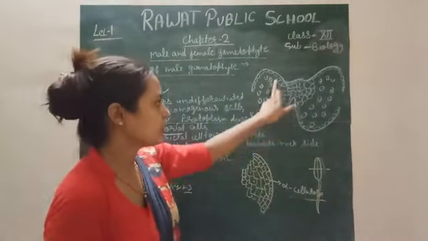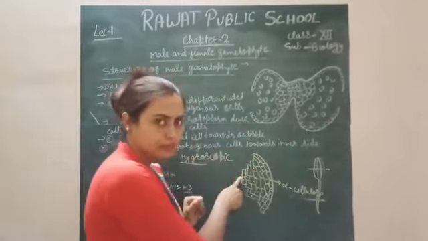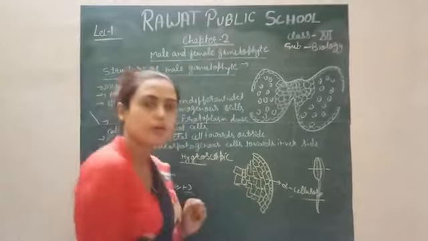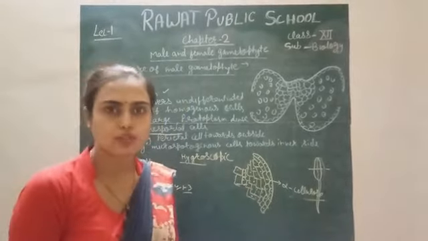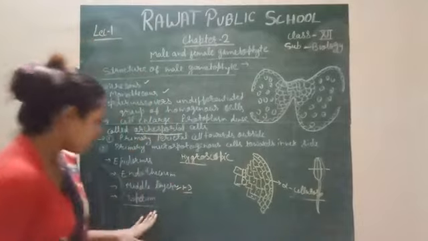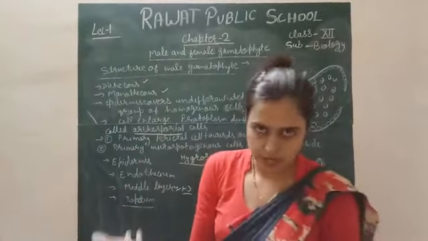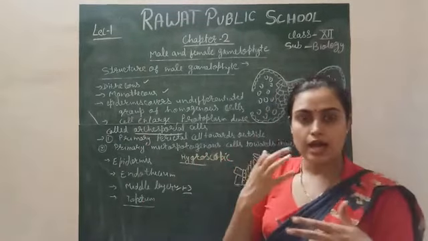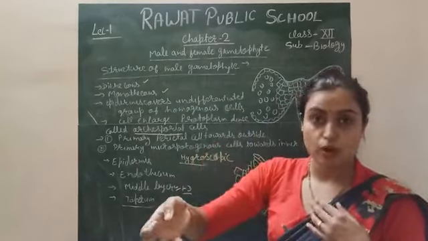Here, for example, this is the tapetum. After the tapetum, there are a few large cells called sporogenous mother cells, which actually form the pollen grains. The tapetum has the capability of elongation also, because it divides continuously at the time of the formation of pollen grains.